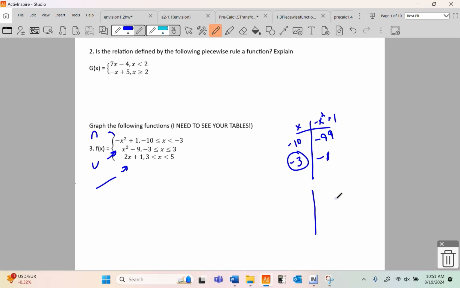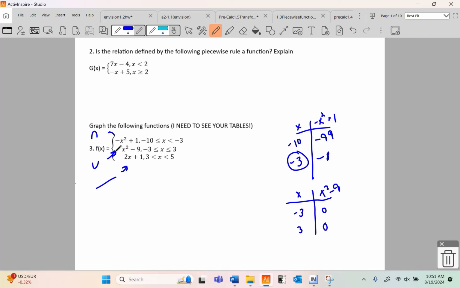Moving on to the next table. The input is x. The output is x squared minus 9. If I plug a negative 3 in here, let's see what I'm allowed to be. Both of these two, I can be that one, I can be that one. Cool. If I plug a negative 3 into here, I'd have 9 minus 9, which is 0. If I plug a positive 3 in, I'd also have 0.